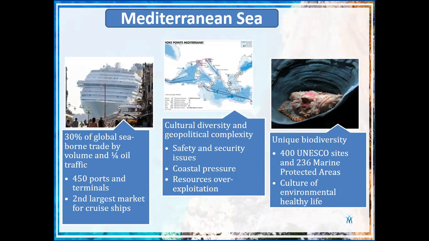Safety and security issues in the Mediterranean Sea are very important, and it is important to save its blue economy and socio-economic state. Coastal pressure comes from different pollutants, land-based sources, river discharge, and intense activities of fishing and oil and gas extraction and exploration. So it's highly impacted by coastal pressure, and one of the main issues is resource overexploitation.